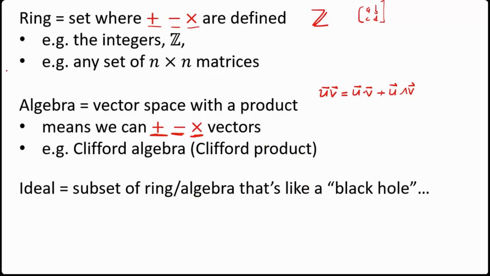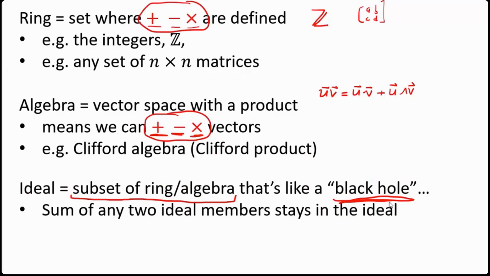Okay, so here's the definition of an ideal. It's a bit abstract, but I'll show some examples to make it less abstract. An ideal is a subset of a ring or an algebra, a subset of a set with plus, minus, and multiply defined on it. I've heard it described as a bit like a black hole. The reason is if we have two members of this ideal subset, their sum is going to stay in the ideal. If you just add two ideal members together, you're not going to escape the ideal; you stay inside.